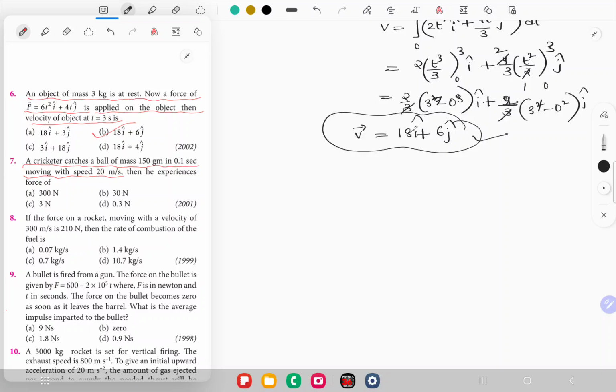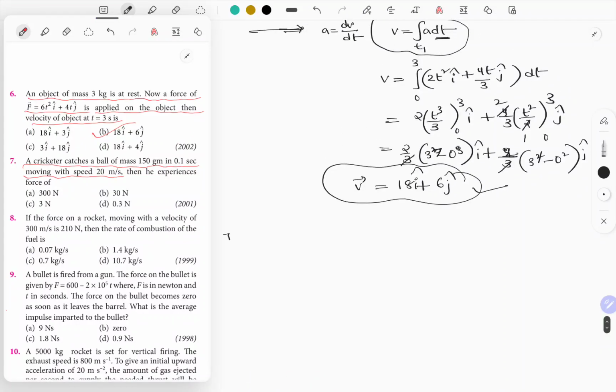Next, a cricketer catches a ball of mass 150 grams in 0.1 second, moving with a speed of 20 meter per second. Then he experiences a force of... Okay, seventh one, solution. Mass of that ball is 150 grams. Convert that into kg: 150 into 10 to the power minus 3, which is equal to 0.15 kg. Okay, velocity initially with which it is moving is 20 meter per second.